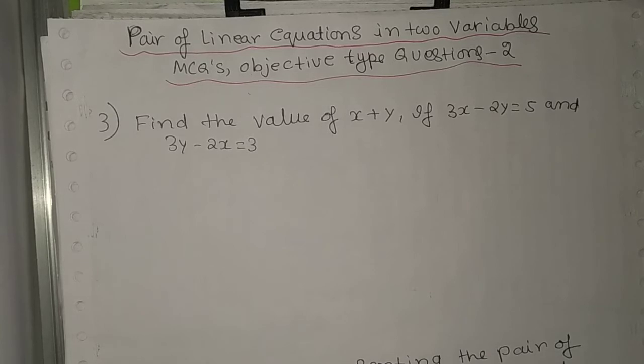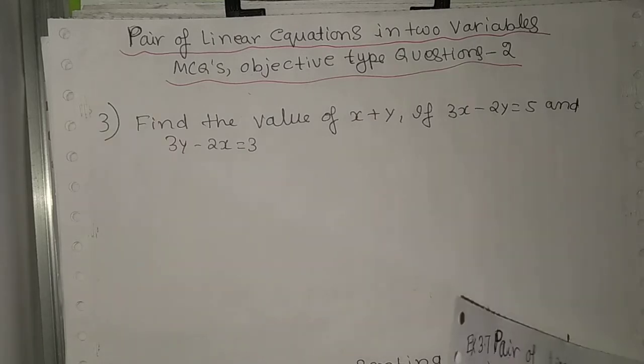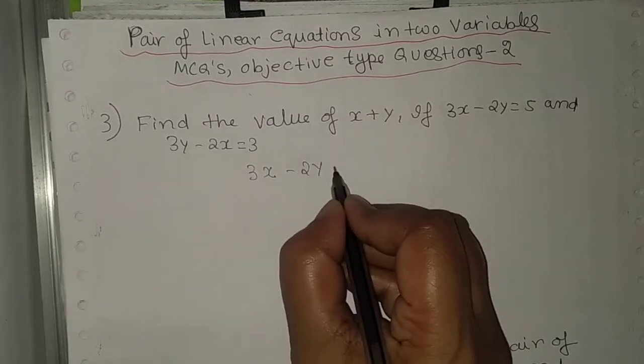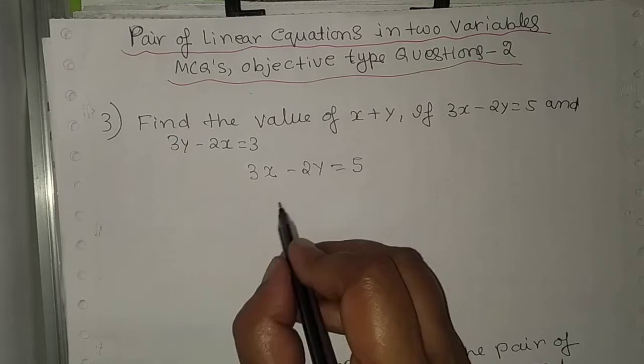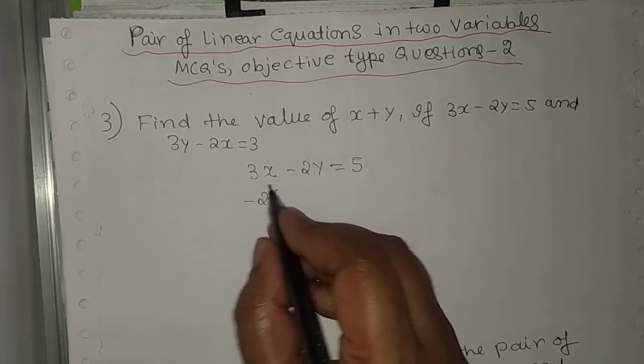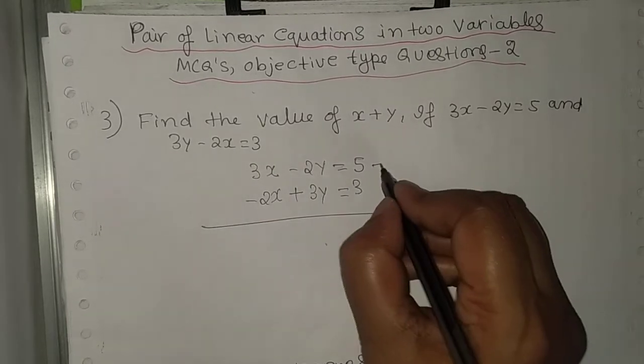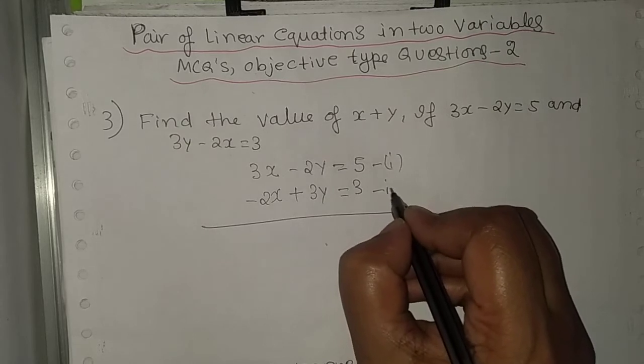So here, find the value of x plus y. We just take both the equations. The first is 3x minus 2y is equal to 5. Take the other equation and write it in the correct form, that is minus 2x plus 3y is equal to 3. Now take this as equation 1 and equation 2.